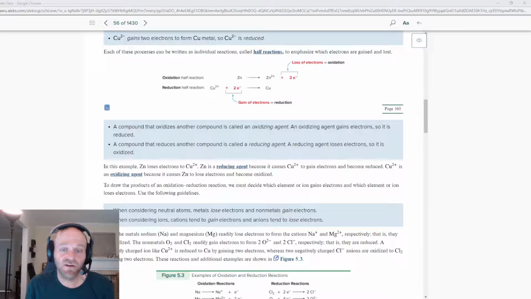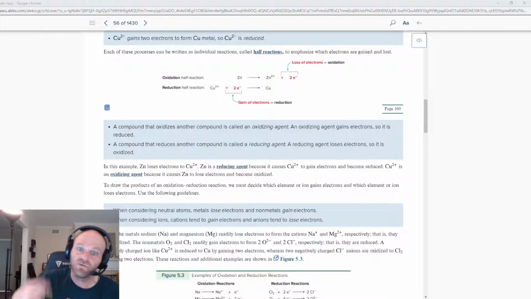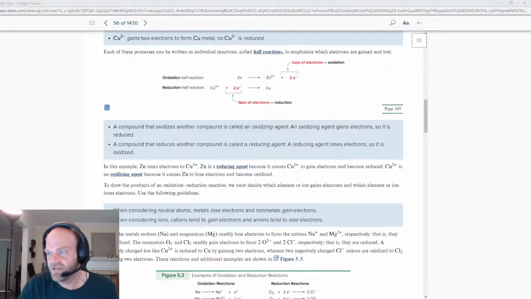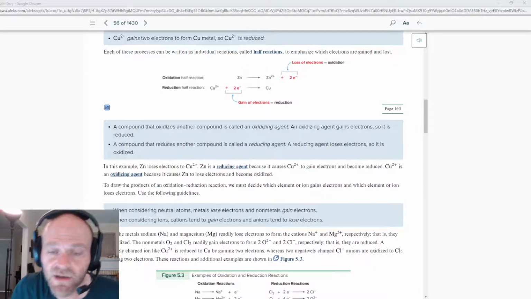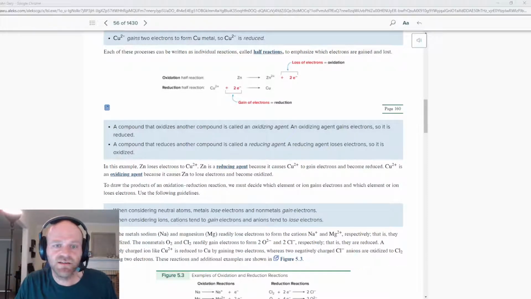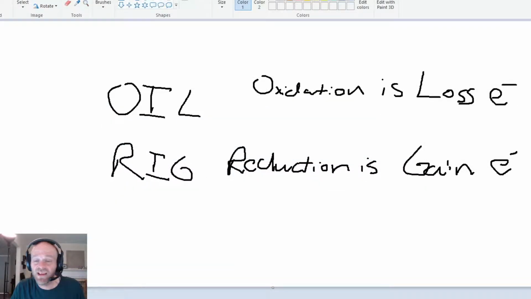And then vice versa, we call them agents. So the zinc, if it's the one that's oxidized, is the reducing agent. It causes the copper to gain electrons. And the copper is an oxidizing agent because it is reduced, causing the zinc to lose electrons. Okay, so you see it can get confusing. That's why I like to use this oil rig kind of terminology to keep it straight. Y'all remember that, and you should be able to answer any questions about this.